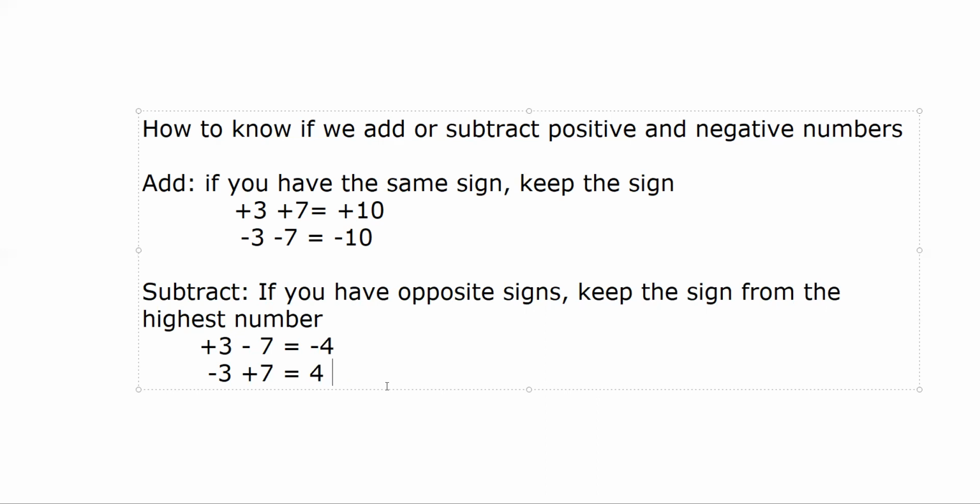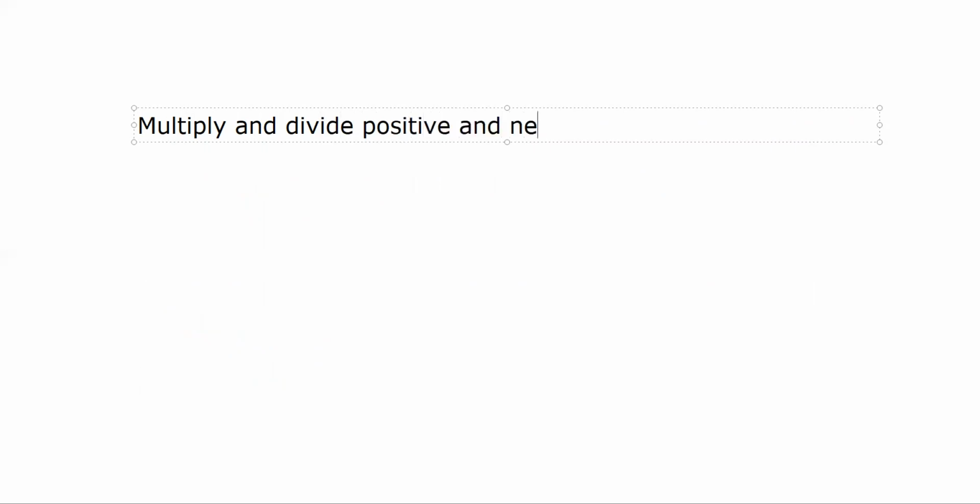The second one that we're going to go over is to multiply and divide positive and negative numbers. So I'm going to go to a different slide. What is our answer going to be? Is our answer going to be a positive or a negative? So multiply and divide positive and negative numbers. It's basically going to be the same rules for both of them, okay?